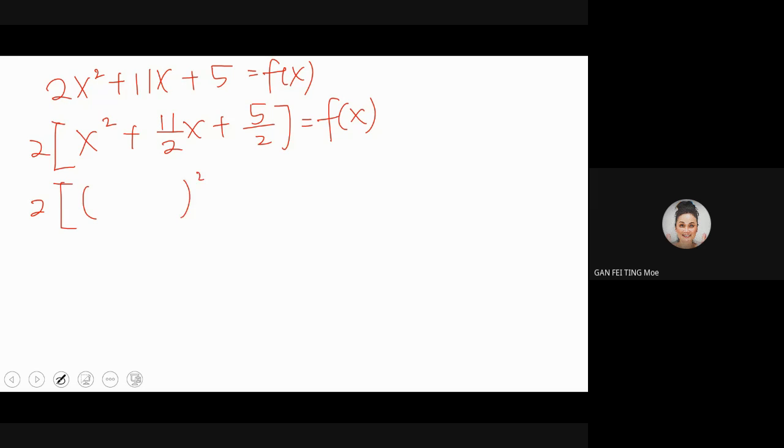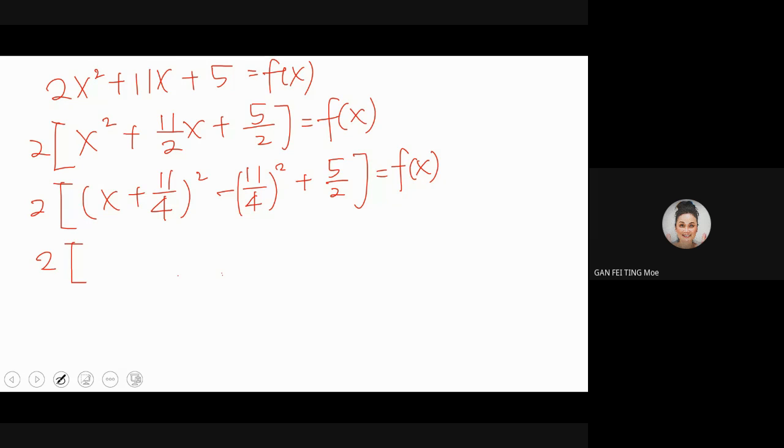2 squared x plus 11 over 4 minus 11 over 4 squared. I think I made a mistake here. 5 over 2 equals fx. Okay, so I have 2 x plus 11 over 4 squared. Wait, let me get my calculator. 11 over 4 squared. Okay, 5 over 2 minus 11 over 4 squared.